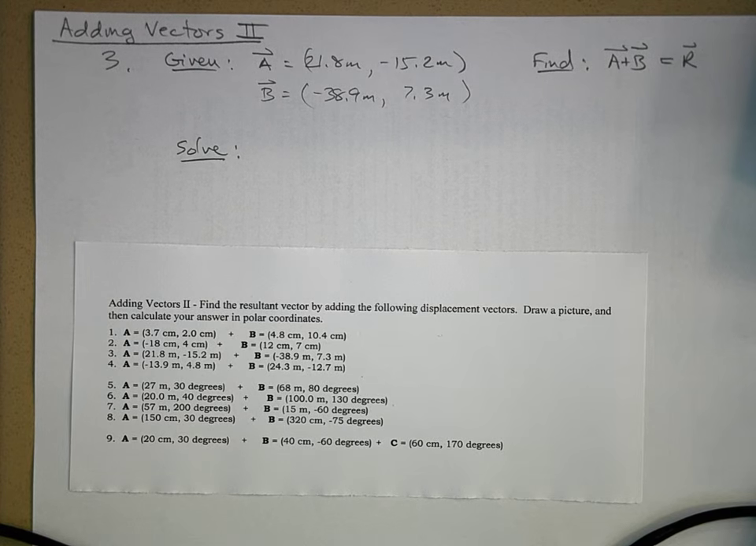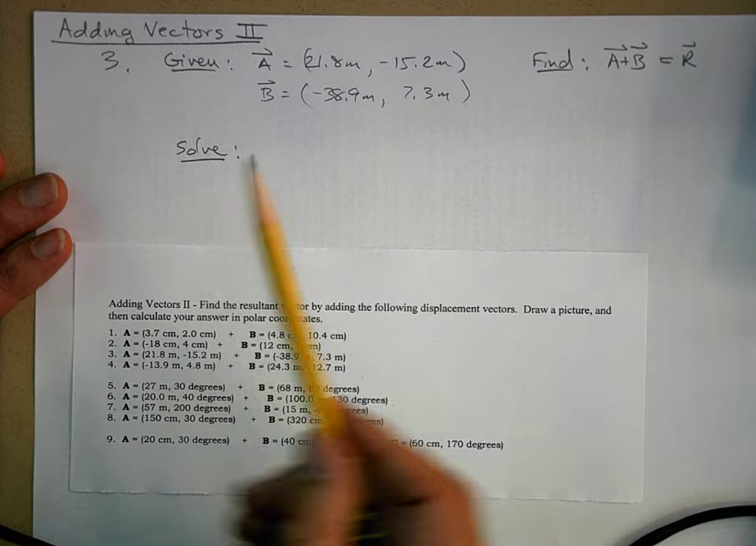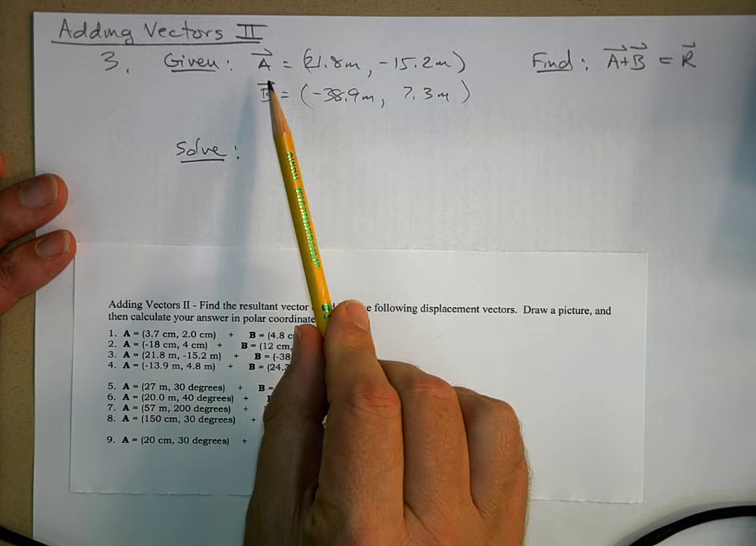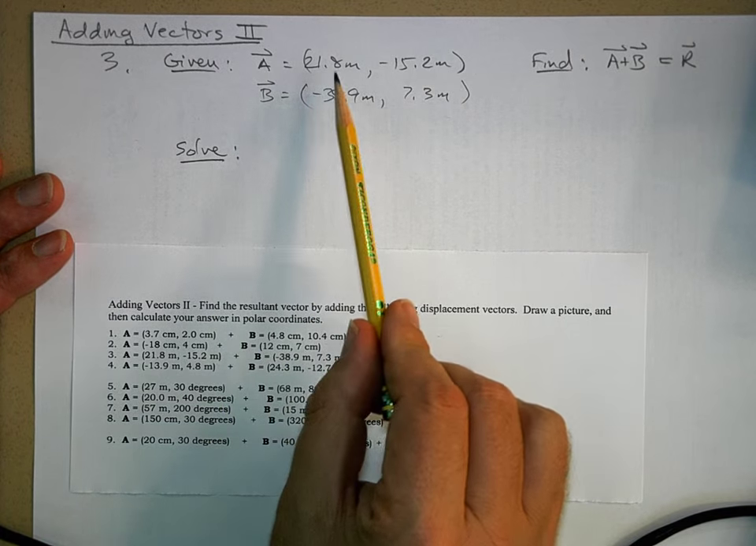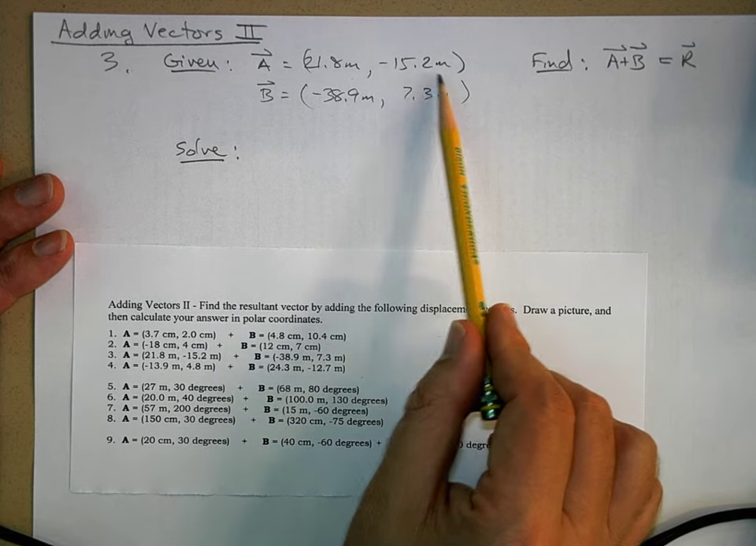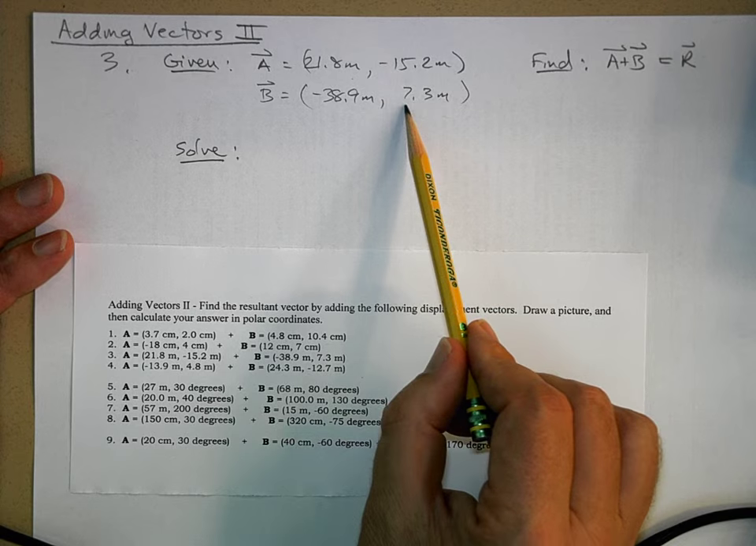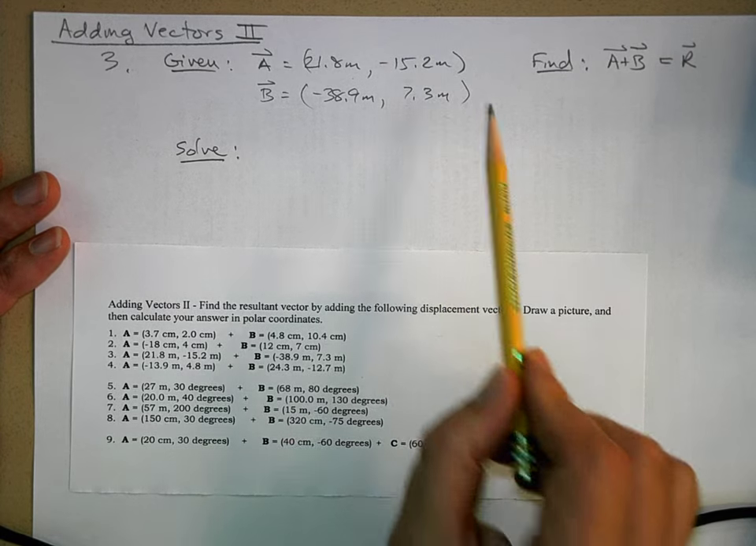Let's do problem number 3 on adding vectors, part 2. Here's what's given. Vector A is 21.8 meters in the x direction and negative 15.2 meters in the y direction. Vector B is negative 38.9 meters in the x direction and 7.3 meters in the y direction.